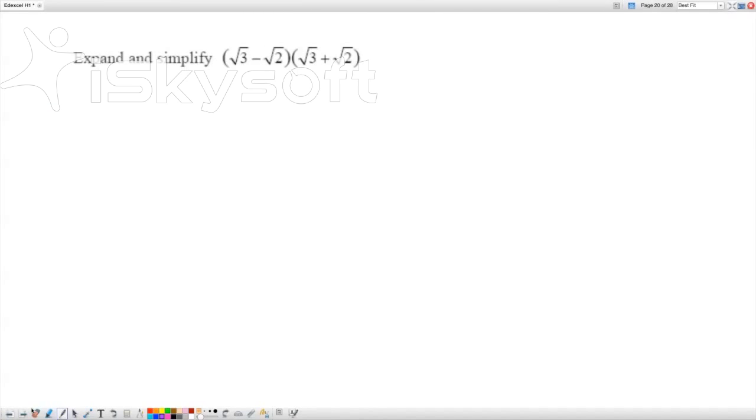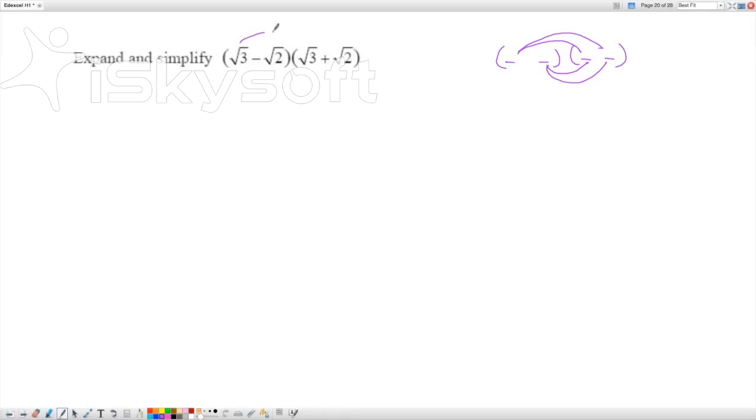Here we have double brackets, and within both brackets we have surds. So just like if we had brackets before, we need to multiply each of the terms here and here, here and here, here and here. So we're going to have 4 terms.